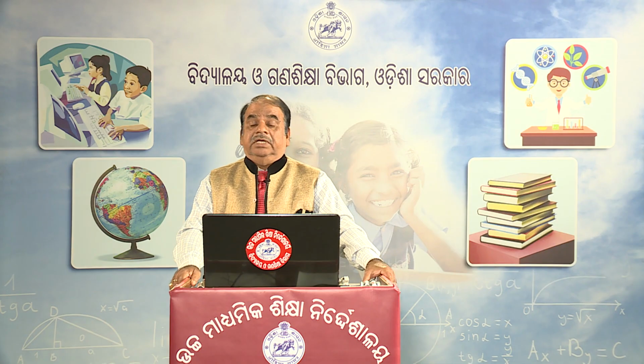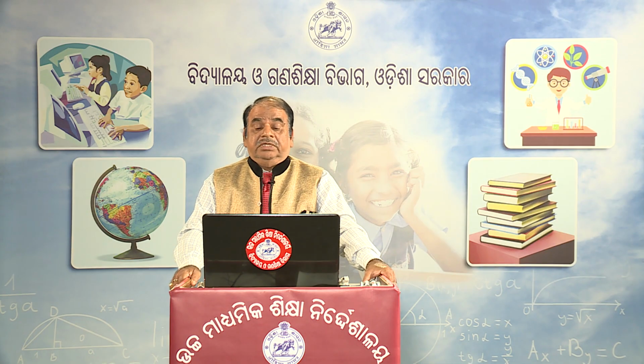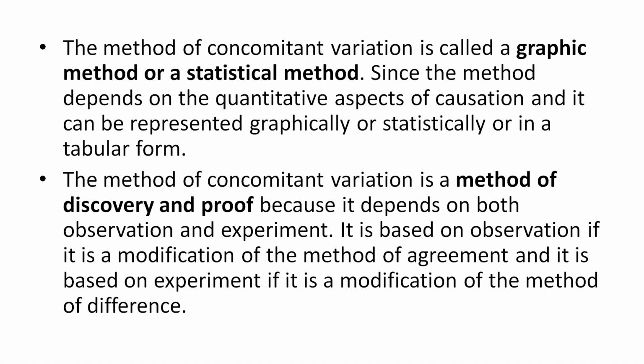Now, coming to another characteristic, the method of concomitant variation is a method of discovery as well as proof.